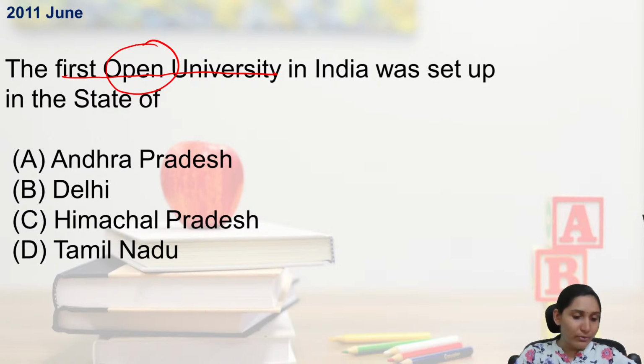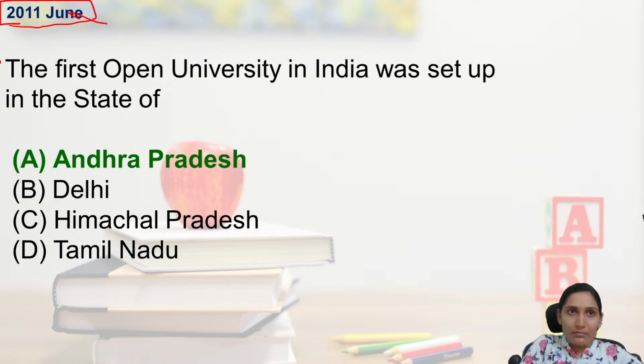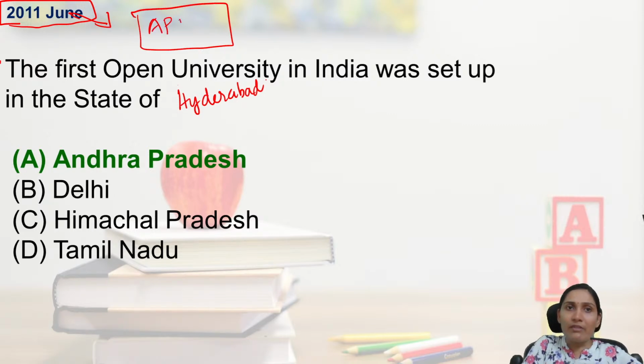I think we will go for the answer. We will check the answer. The answer is A. Andhra Pradesh is the answer. But I want to make a clarification here. The question was asked in June 2011. Basically, the first open university in India was set up in Hyderabad. So the question was asked when Andhra Pradesh and Telangana were a single state of Andhra Pradesh.